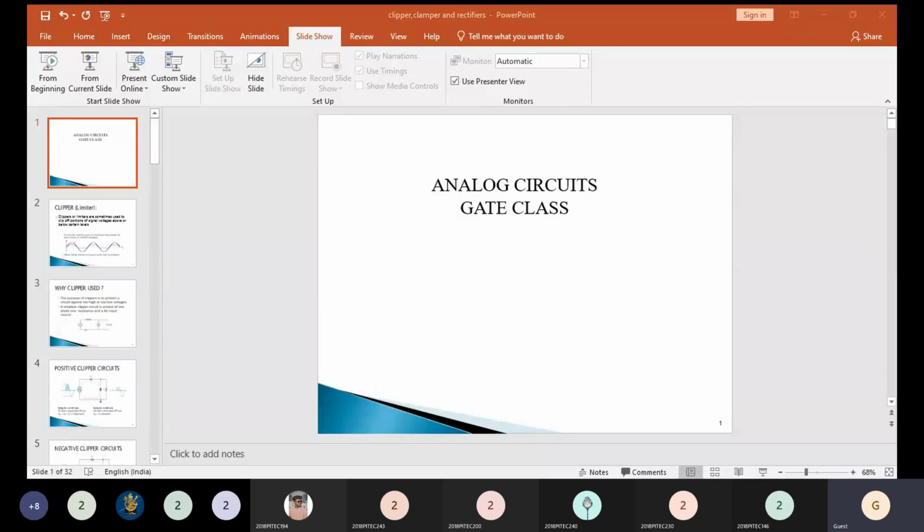So what happens if it is an off condition? It is an open path. Open path means all of the input value will be collected through the output resistor RL. So during the positive half cycle, you are getting the full output without any disturbances, at the output side.